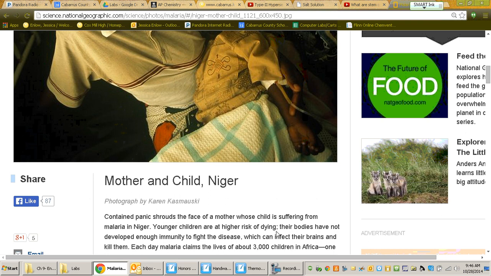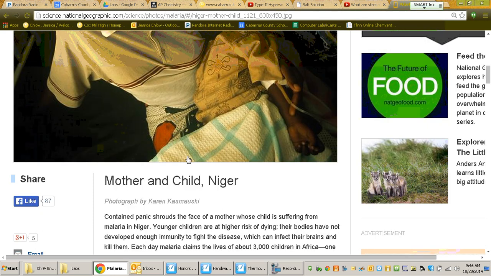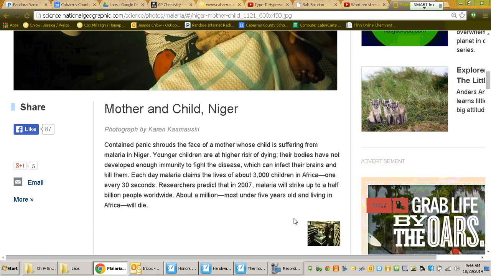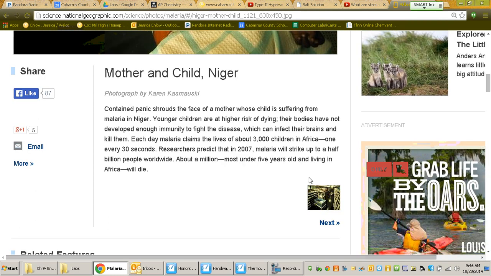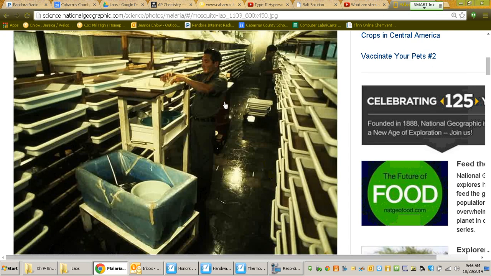Their bodies have not developed enough immunity to fight the disease, which can infect their brains and kill them. Each day, malaria claims the lives of about 3,000 children, one every 30 seconds. That's crazy. And then these are where they're, okay, this is cool.